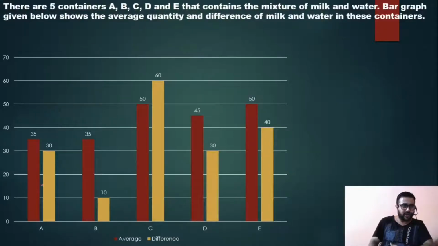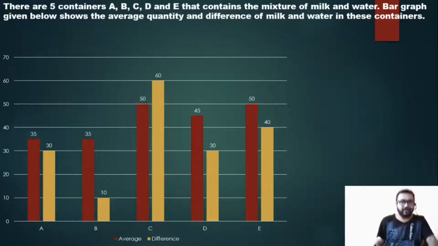So this one is the DI. You have this DI. So first of all, we'll read the data. There are 5 containers A, B, C, D and E that contain the mixture of milk and water. The bar graph given below shows the average quantity. So see here, what you have been given? You have been given this average quantity.